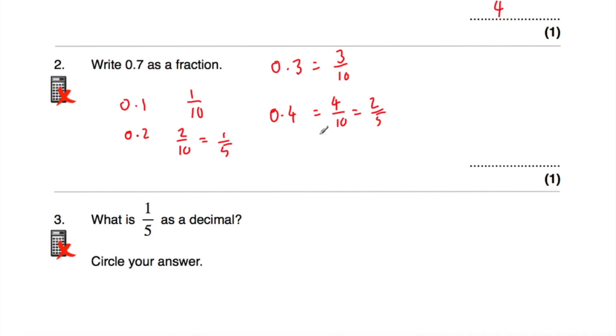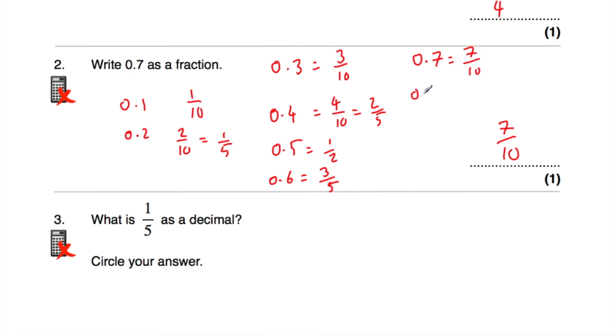So again, you should know these ones off by heart. You should know that 0.5 is equal to a half, it's 5/10, which cancels down to a half. 0.6, that's equal to 6/10, and that cancels down to 3/5. And this one, 0.7, that's 7/10, because it's 7 in the tenths column. Remember, you've got your units, so your ones, so that's that column. You've got your decimal point, and then this column's the tenths, so it's just 7/10. And just to complete these, 0.7 is equal to 7/10.